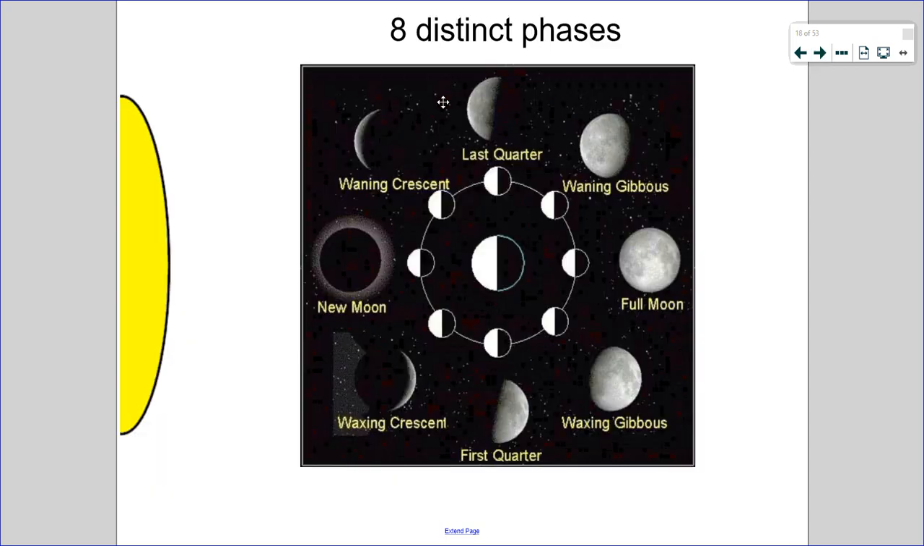All right, so here are 8 distinct phases, and this time our sun is on the left, so that's going to change the position of the new moon, because the new moon is always going to be between the sun and the Earth, and the full moon will always be on the far side of the Earth from the sun. So make sure that you always orient your models correctly, because that's going to be important.